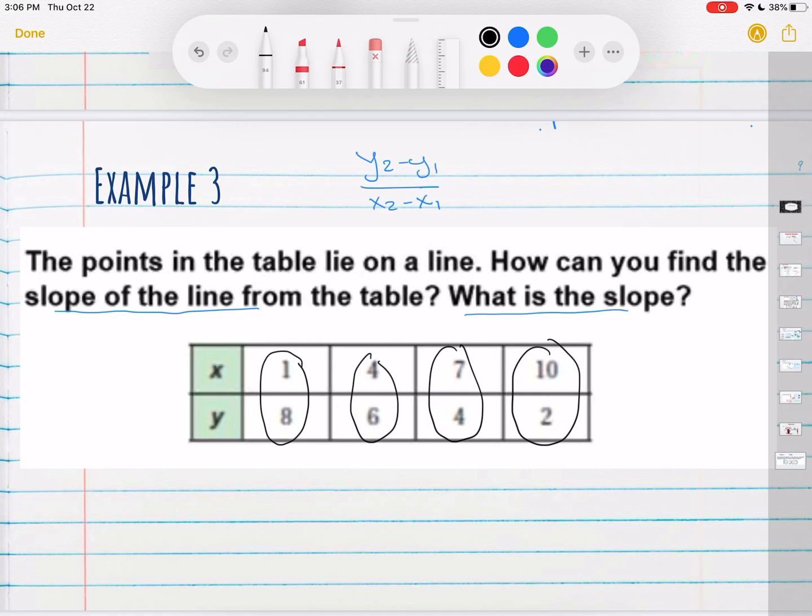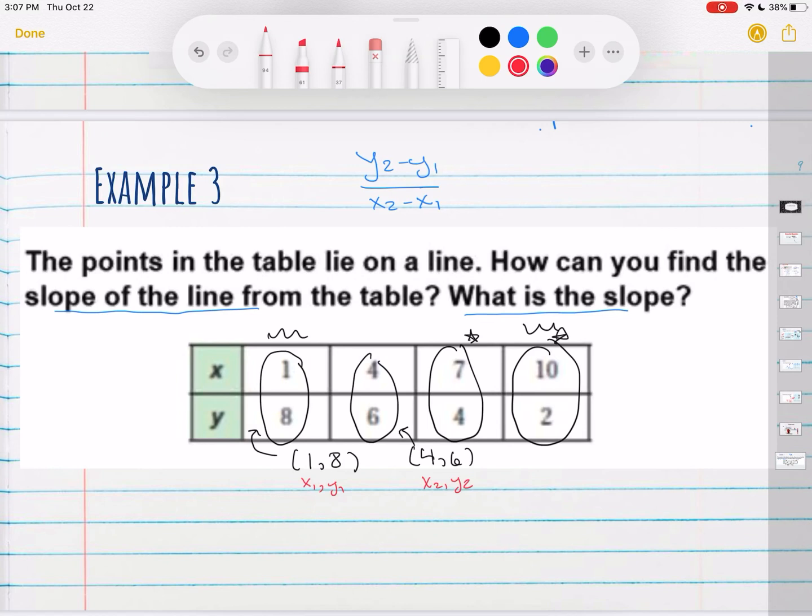And the same goes for a graph. On a graph, you could pick any 2 points you want to find the slope. I am just going to pick to use the ordered pairs 1, 8, which corresponds to these values in the table, and 4, 6, which corresponds to these values in the table. Again, I could have picked other values. Doesn't matter. Now that I have 2 ordered pairs, I can plug them into the slope formula. So let's have the first ordered pair be x1, y1, and the second one be x2, y2. Now that I'm done labeling, I can plug into this slope formula.